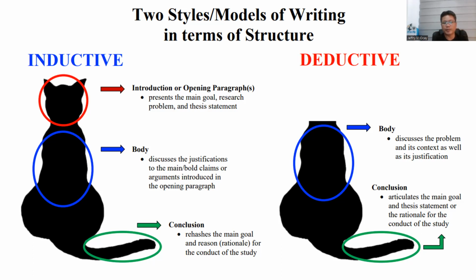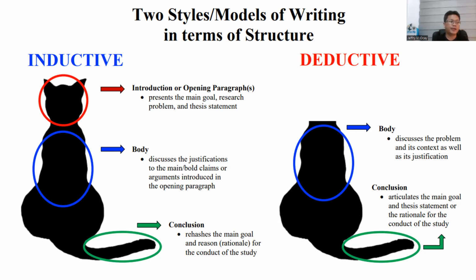And then after you have provided all the justifications to your claim, that you need to develop in the body of the cat, in the body of your background of the study, then you need to write now the concluding parts. This is represented by the tail of the cat.